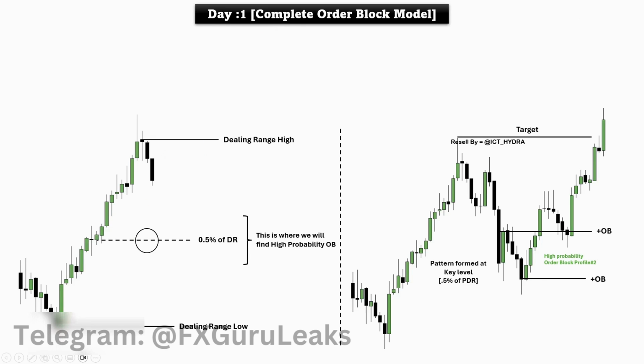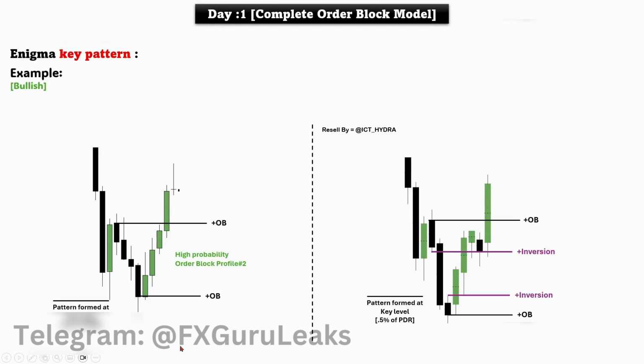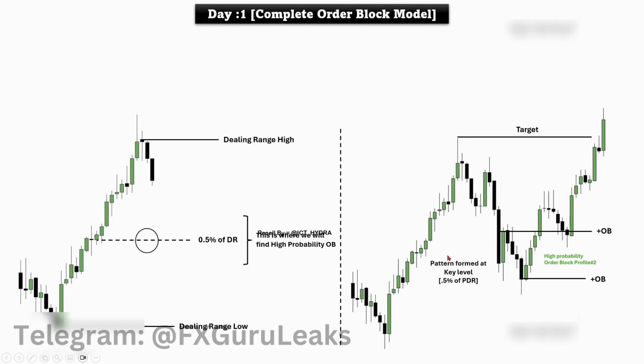You have a dealing range low down here, dealing range high up here, and the 0.5% of the dealing range is coming here. You saw the retracement, right? You wait for price to hit the 0.5% and to present you which pattern. These two patterns, you don't know which one will appear. It totally depends on price, what it wants to present to you. But if either one of them is getting visible, then you know what to do. So 0.5% of the DR, you already know this is where you will find your high probability order block. Pattern formed at the key level.